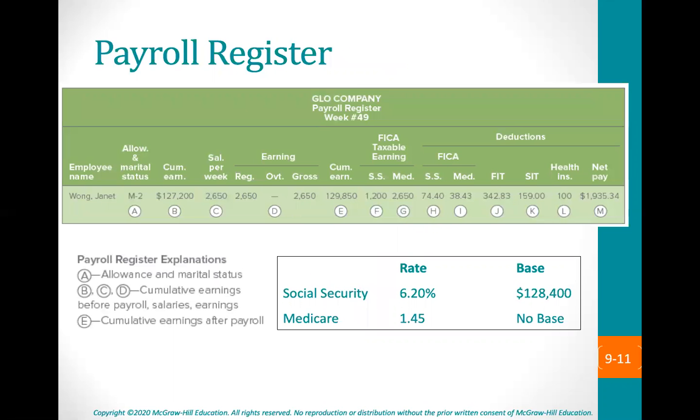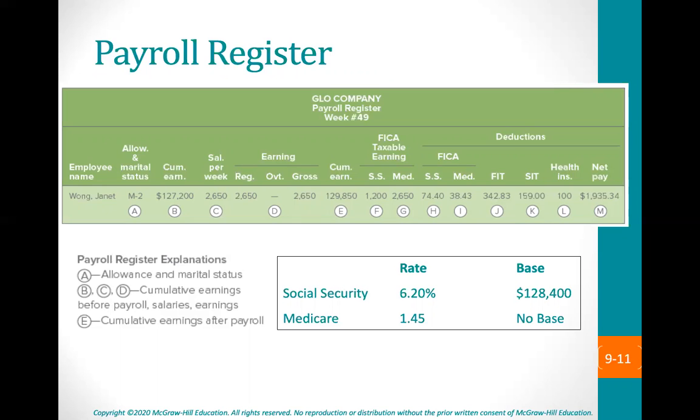So this is a payroll register. It seems a little overwhelming, but we'll take it step by step here. Companies often record employee payroll information in a multi-column form like this called a payroll register. So we're going to be looking at Glow Company and Janet Wong.